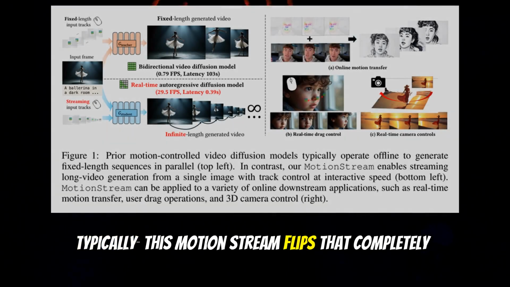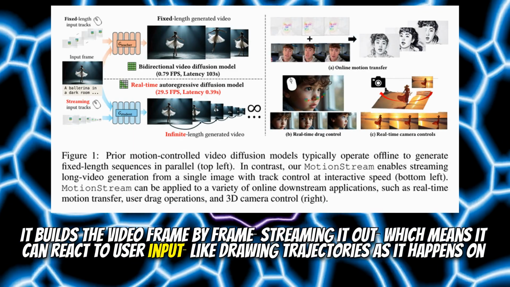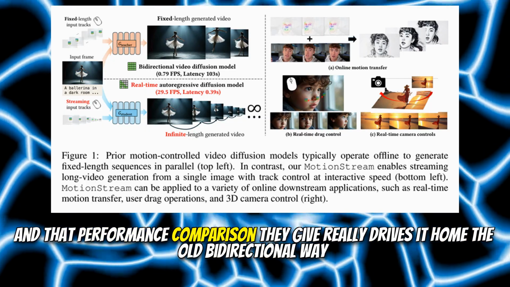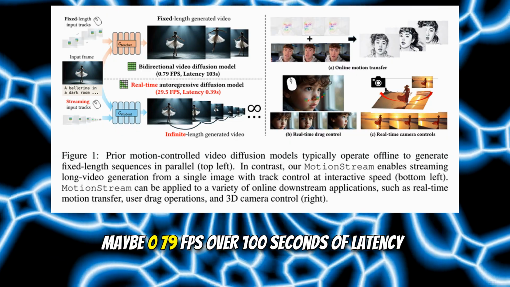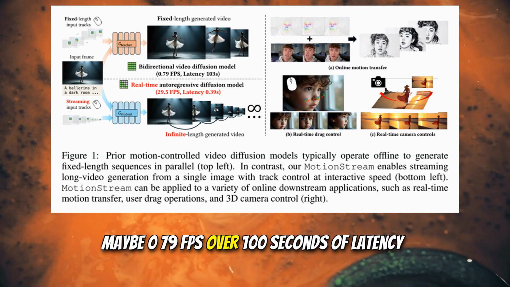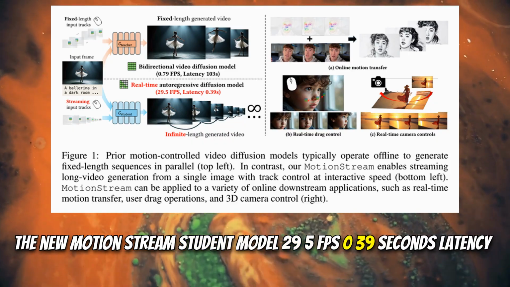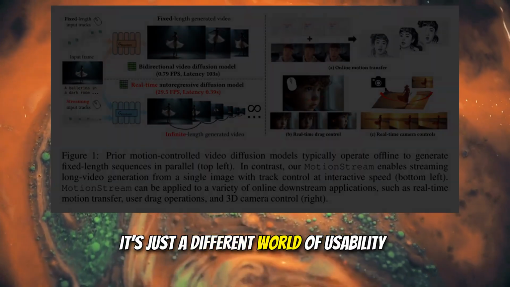So MotionStream flips that completely. It's autoregressive. It builds the video frame by frame, streaming it out. Which means it can react to user input, like drawing trajectories, as it happens on the fly? And that performance comparison they give really drives it home. The old bidirectional way: maybe 0.79 FPS and over 100 seconds of latency. The new MotionStream student model: 29.5 FPS, 0.39 seconds latency. It's just a different world of usability.